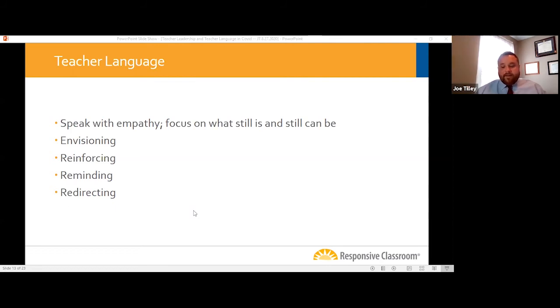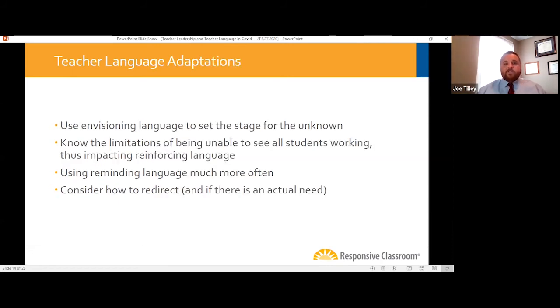So let's talk a little bit about some of the changes, some of the adaptations that are going to have to take place. I think really consider your envisioning language before you ever start working with your students. I recommend, if you've got a colleague or a group of colleagues you can talk to, it would be fantastic to do trial runs with your virtual learning. How does it sound? What does it feel like? Can you set the stage and the vision for that?